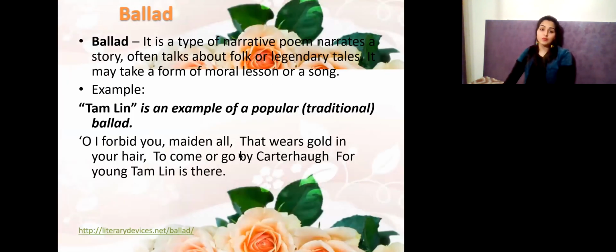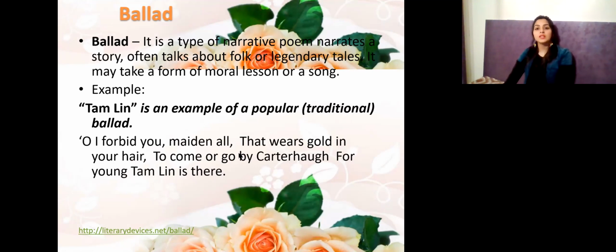Let's move forward to ballad. What do you mean by ballad here? It is a type of narrative poem. Now, what is a narrative poem and what do you mean by descriptive poems? These things will be discussed in the next video, on the different kinds of poetry. This video is on types of poetries, and the other video will be on the kinds of poetry, that means categories of poetries.